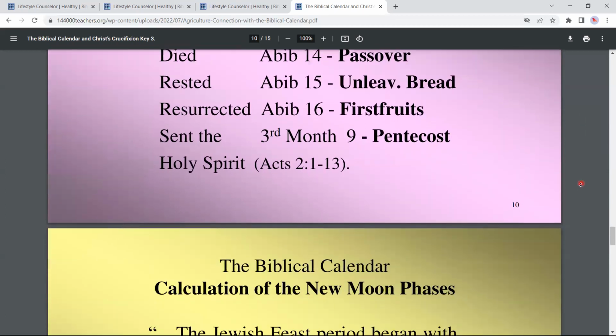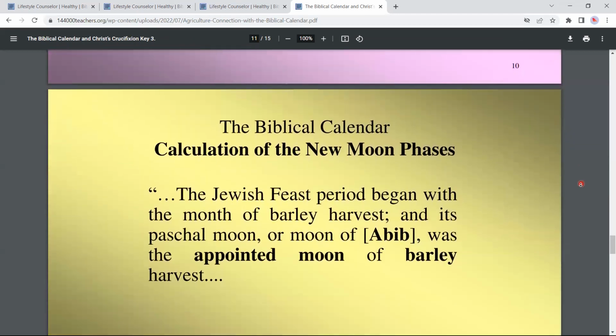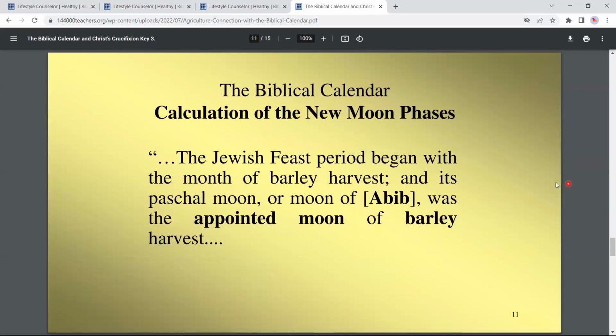The biblical calendar, calculation of the new moon phases. The Jewish feast period began with the month of barley harvest and its paschal moon, or moon of Abib, which was the appointed moon of barley harvest.